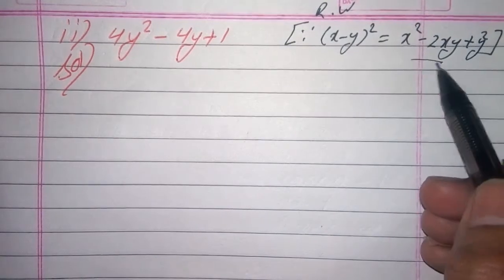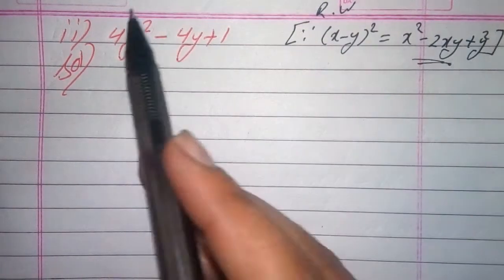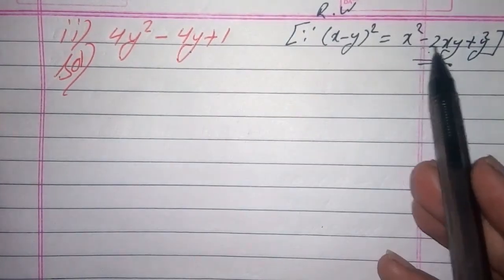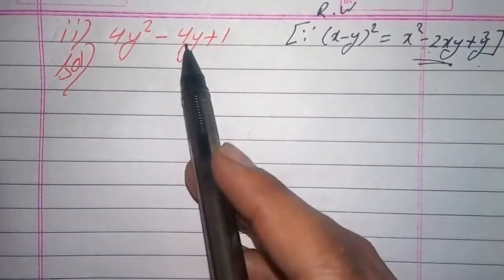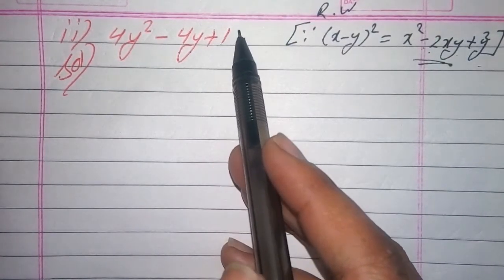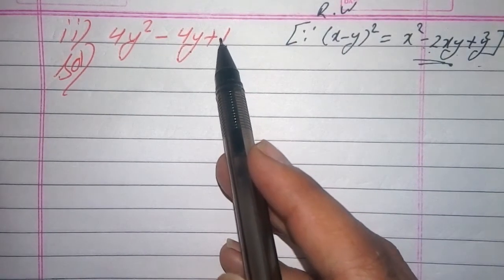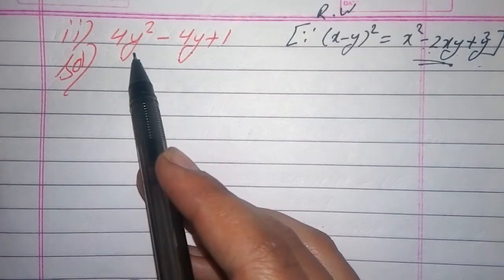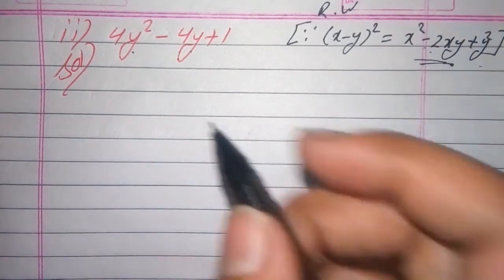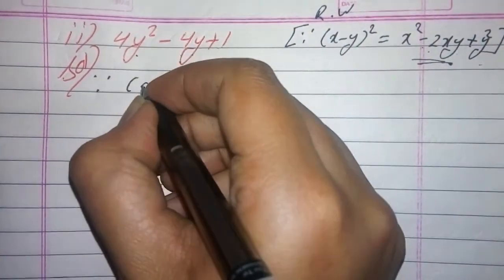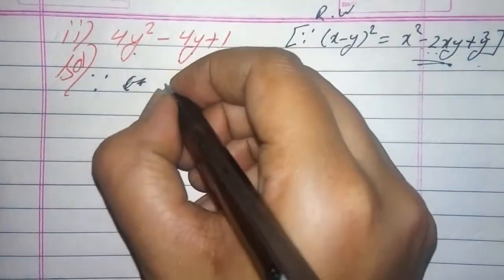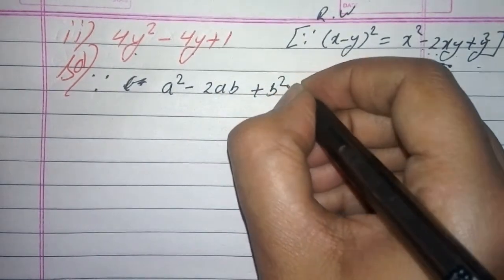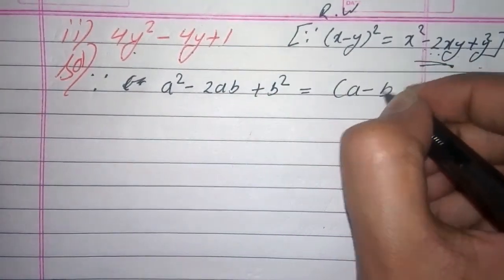So see this right hand side of the identity. x square means 4y square, 2xy, 4y, minus 2xy minus 4y plus y square plus 1. Here 1 should be a square, but square of 1 is 1. That's why the identity is given in x and y, and it is y, so we'll get confused, so we'll use this identity in a and b. So a square, first we'll write the right hand side: a square minus 2ab plus b square, which equals (a minus b) whole square.